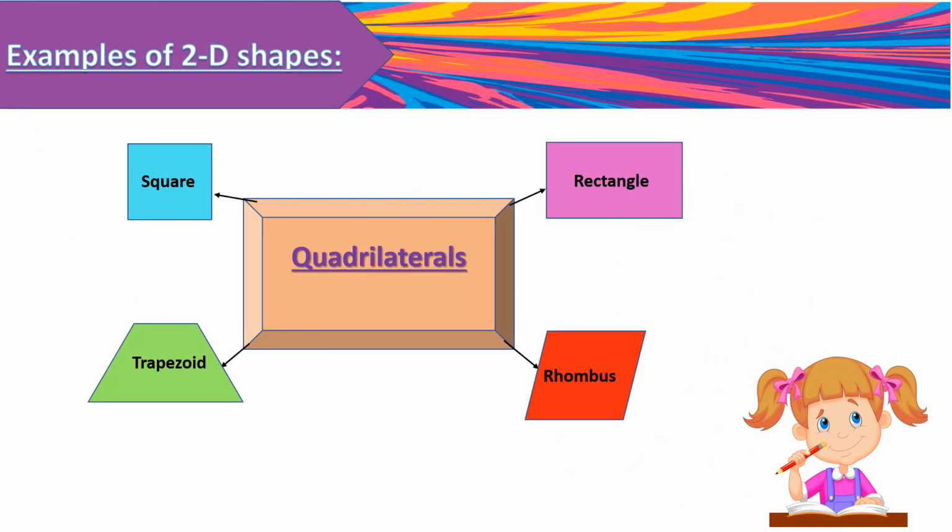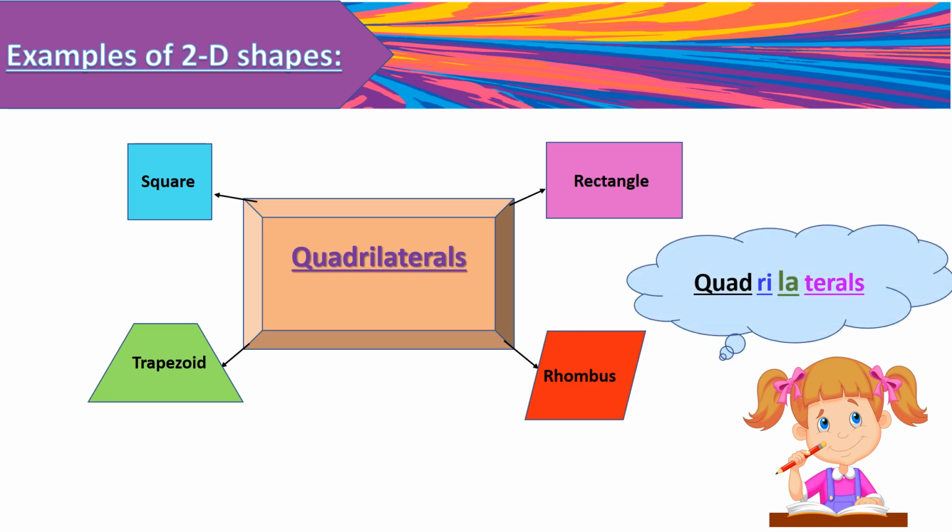Now we have some shapes called quadrilaterals. How can we pronounce this long word? We can get our scissors and cut this word into small syllables like this. Quadrilaterals. Quadrilaterals like what? Square, rectangle, trapezoid, and rhombus.